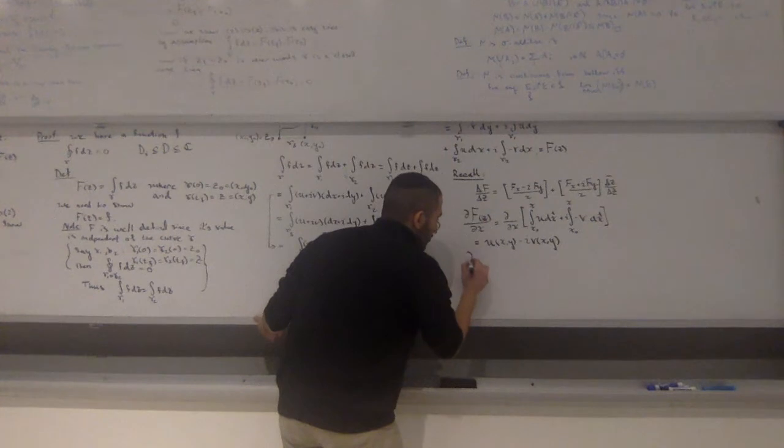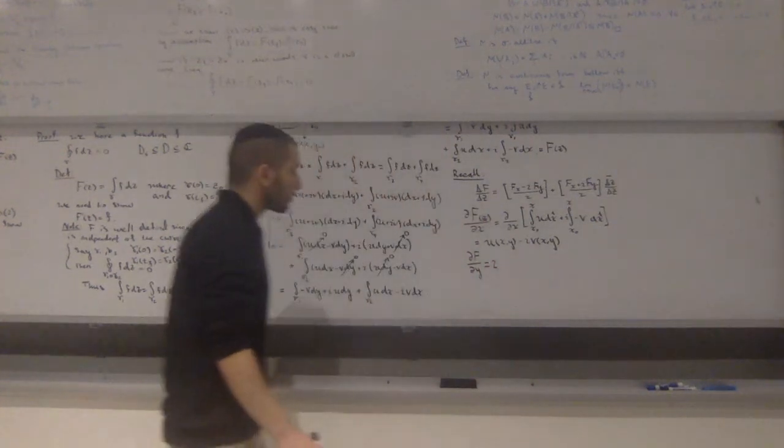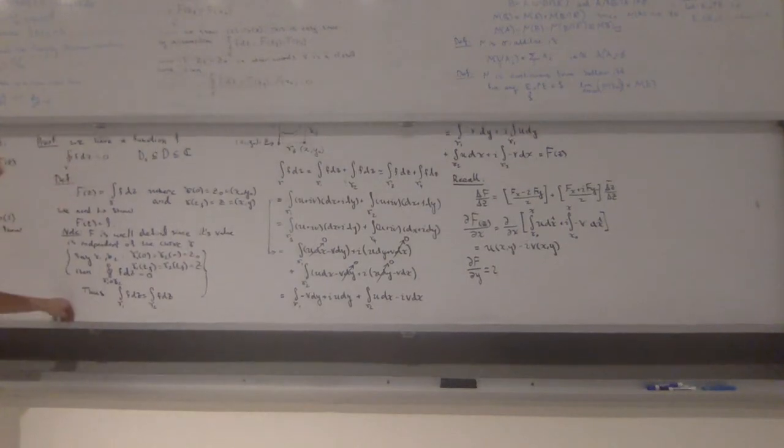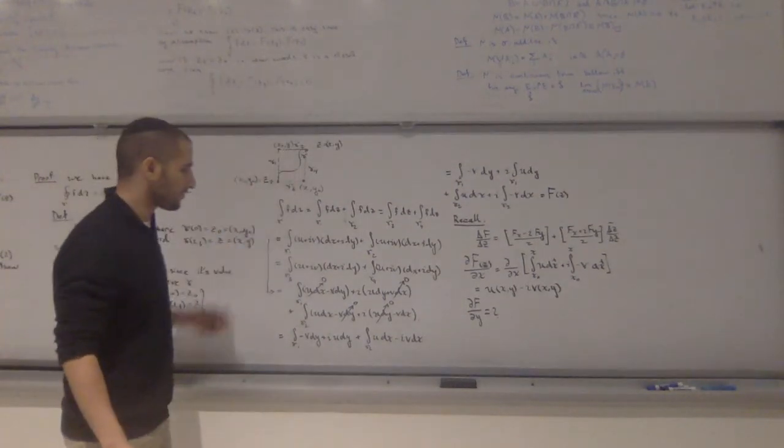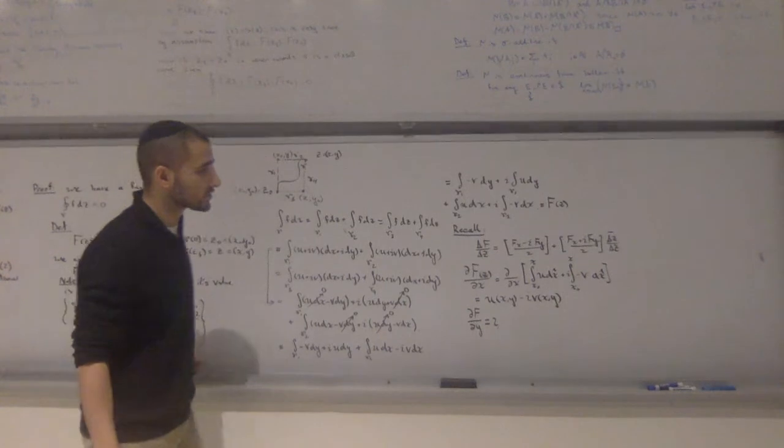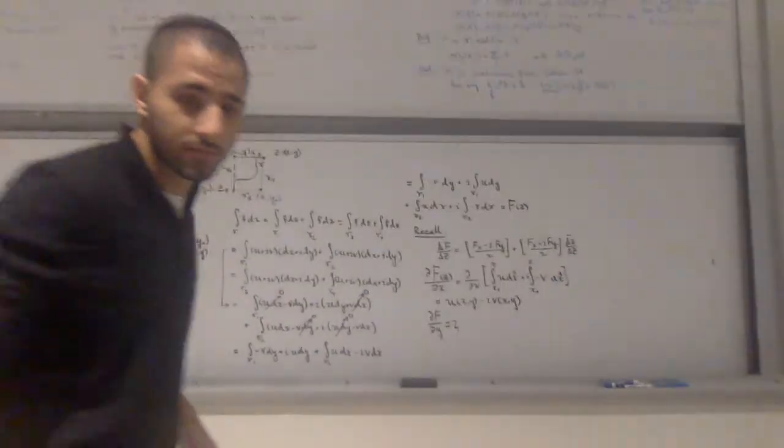Now we need to find the partial of f with respect to y. And we're going to do the same analysis, but along the curves gamma 3 and gamma 4. So let's do that.